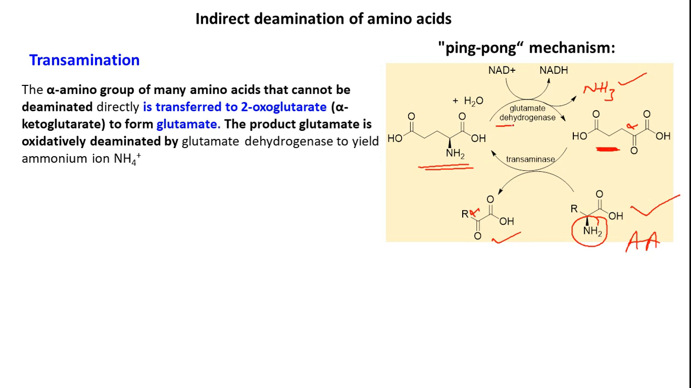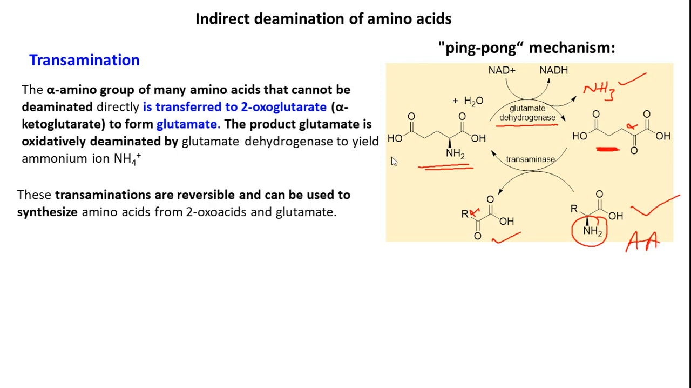So here the glutamate dehydrogenase enzyme is going to help us in converting glutamate to alpha ketoglutarate, and the transaminase enzyme is going to help you in the removal or transfer of the amino group from our amino acids onto alpha ketoglutarate, so that glutamic acid can be synthesized. Okay, so these transamination reactions are reversible, so that's why we call it a ping pong mechanism.